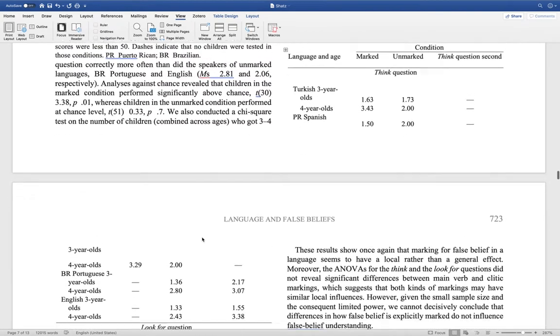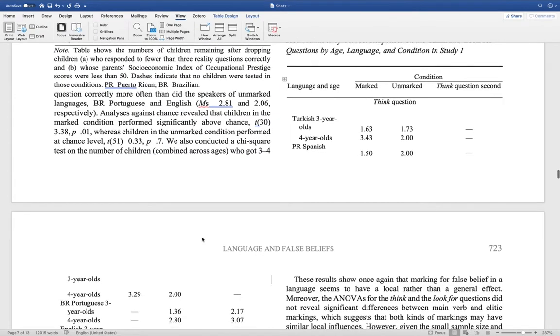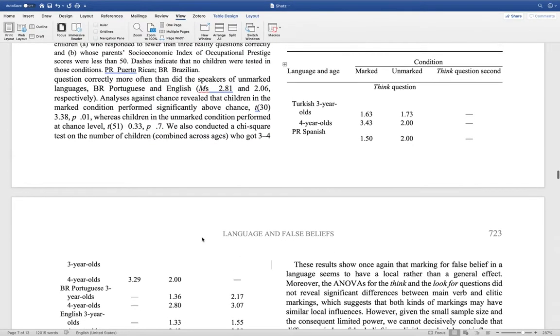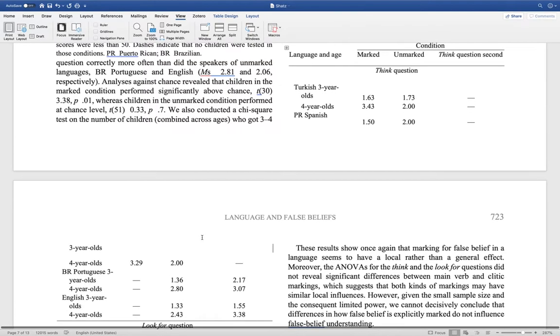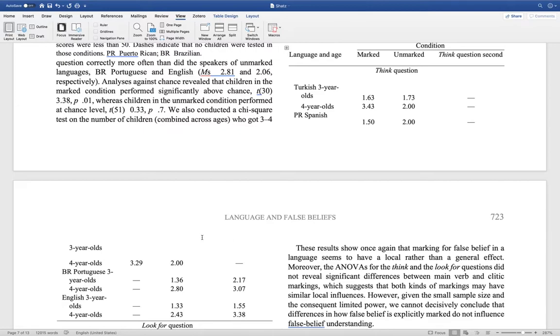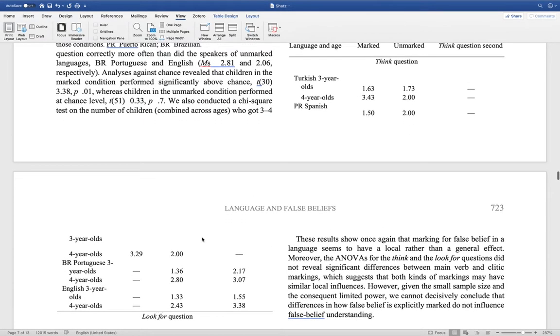So yeah, let me go back to that Brazilian Portuguese data. Essentially, you don't have a marked or unmarked condition. You just have question 1 and question 2. And on average, we average those together, and we get about 1.63. So going back to that Turkish 3-year-old population in the marked and unmarked condition, they're really not performing any differently than the Brazilian Portuguese. And yes, I kind of messed that up. I misread. I forgot a little bit that Brazilian Portuguese doesn't have a marked and unmarked word.